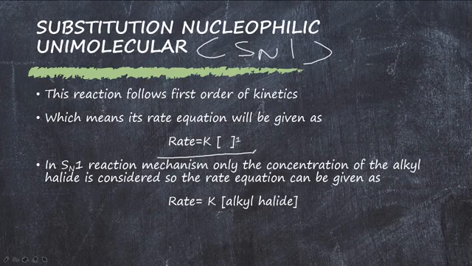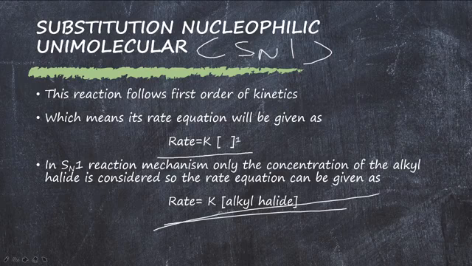I just put 1 to indicate that that's what I'm talking about, which means that the rate equation given to us is rate = k[alkyl halide]^1, where k is the rate constant and the concentration is that of the alkyl halide raised to the power 1. That is, it's following first order kinetics, and this is the rate equation for a first order kinetics reaction. Now, in the SN1 reaction mechanism, only the concentration of the alkyl halide is considered, so the rate equation can be given as this.